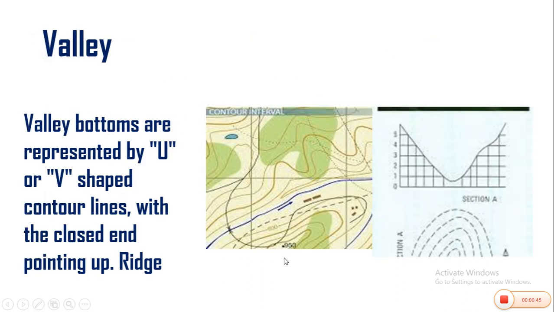Valley. Valley bottoms are represented by U or V-shaped contour lines with the closed end pointing up. This is how a valley is represented. This is a valley. This is how a valley is represented on a topographical map. This is another valley. The shape is like a V or a U shape, and the pointed end, the closed end, points up. That's how a valley is represented on a topographical map.